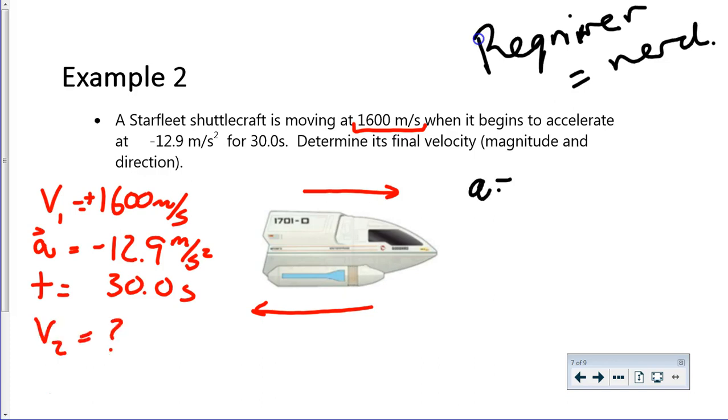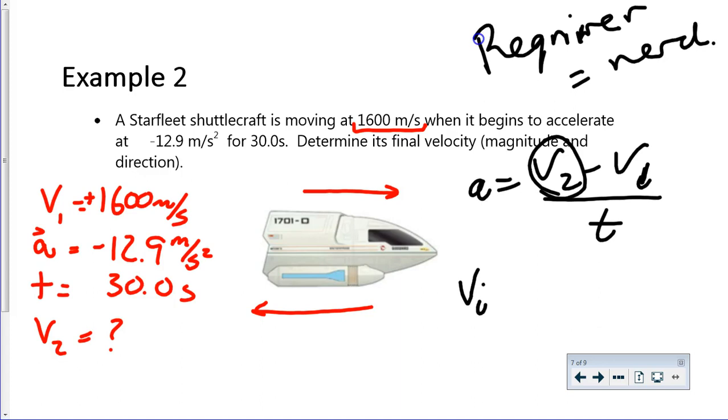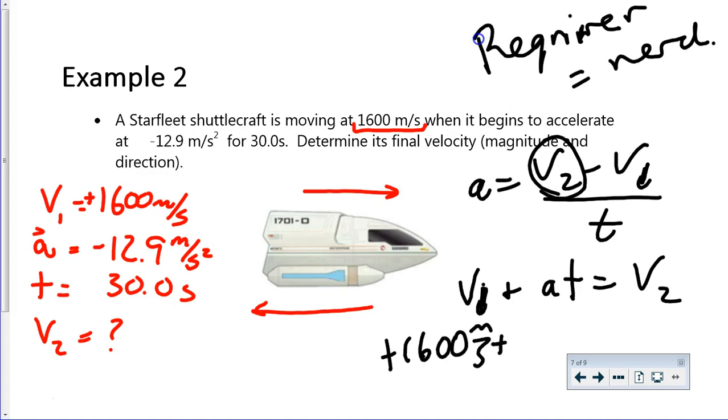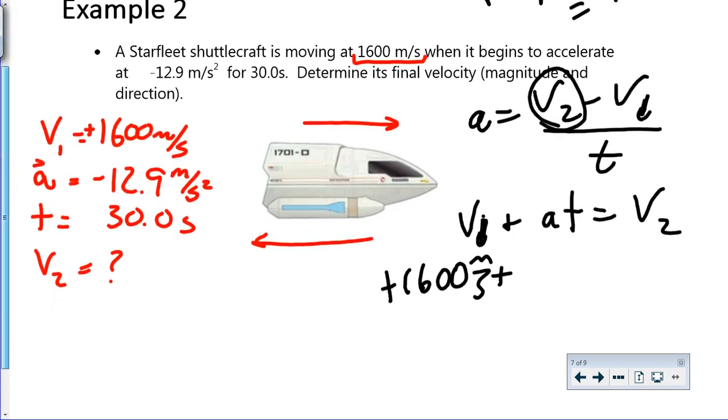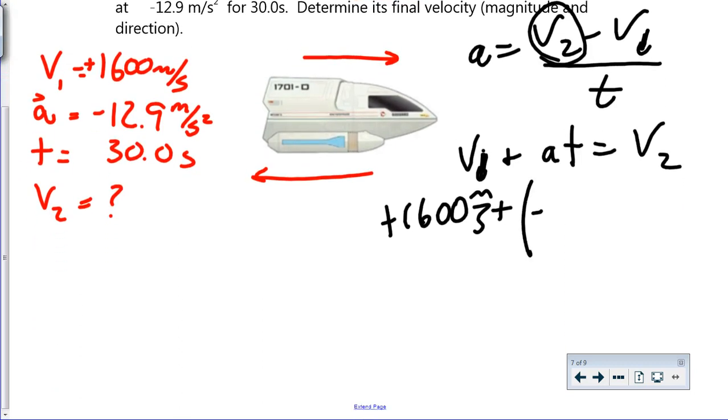So, starting with the formula, A equals V2 minus V1, over T. What are we trying to find? We are trying to find V2. Magical rearrangement says V1 plus AT is equal to V2. So at this point, we'll just sub in our numbers. Positive 1,600 meters per second plus negative 12.9 meters per second squared multiplied by 30 seconds.